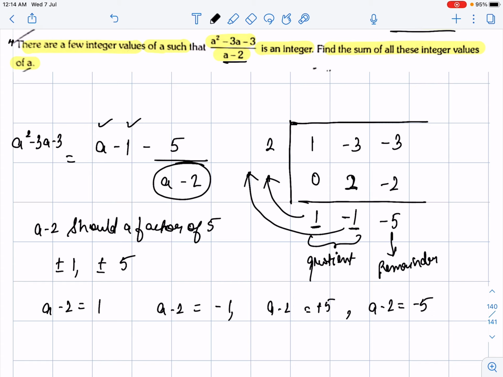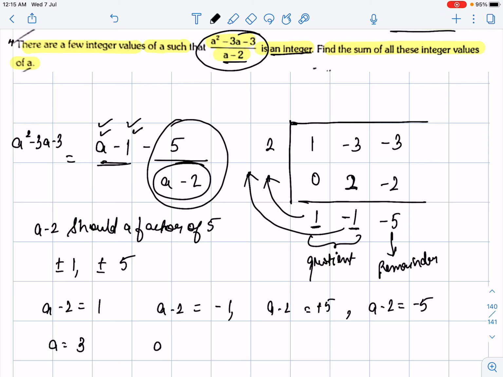Why are we keeping it like this? Because we want this value to be an integer. When we keep the value of a as an integer, a minus 1 will be an integer, then 5 divided by a factor of 5 will be an integer. So integer plus integer, integer minus integer, the closure property of integers tells us it will generate an integer.